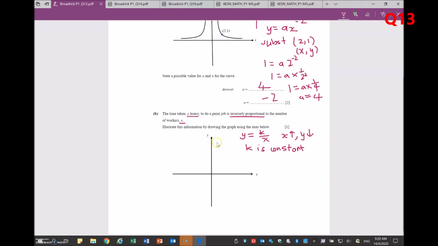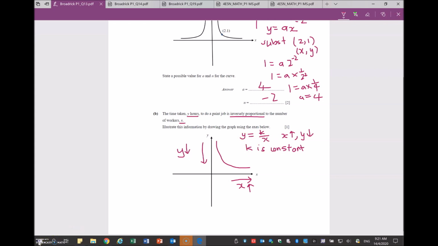So now the graph that I draw will look like this. This means that as my number of workers increases, as my x value increases, the y value actually decreases. So the relationship is shown like this. x increases, but the value of y decreases. Alright, so this completes question 13b.